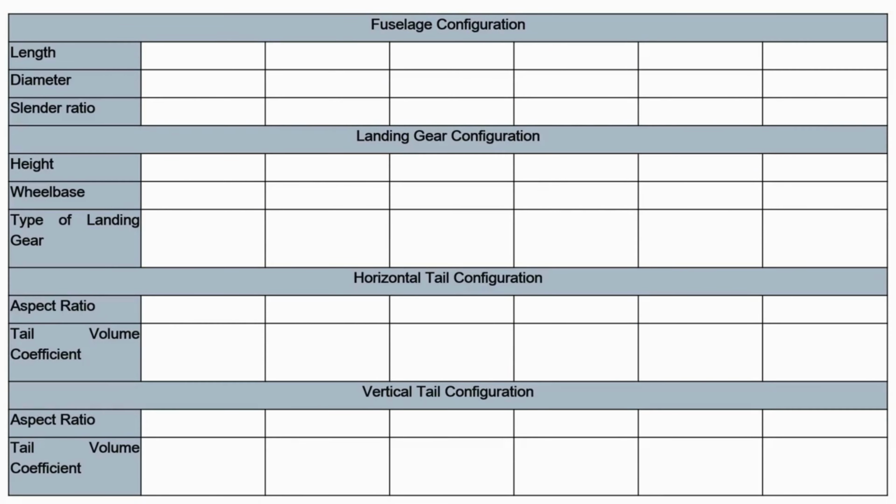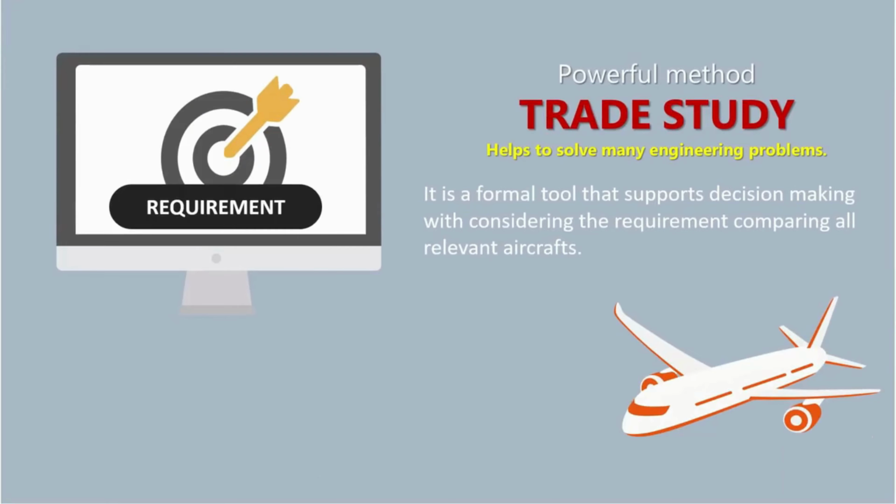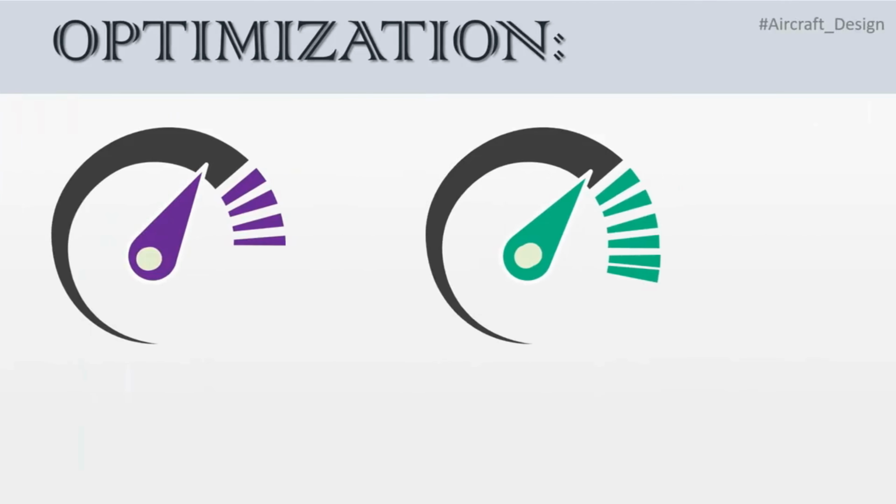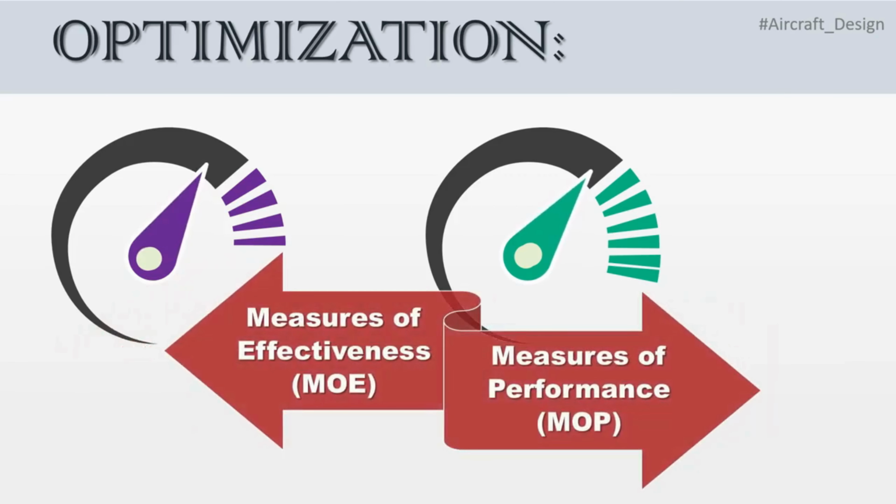Now, in order to create a successful conceptual design to satisfy this requirement, we need to find out the number of parameters to be optimized. Now, there are 2 main criteria for optimization. First is measures of effectiveness and measures of performance.